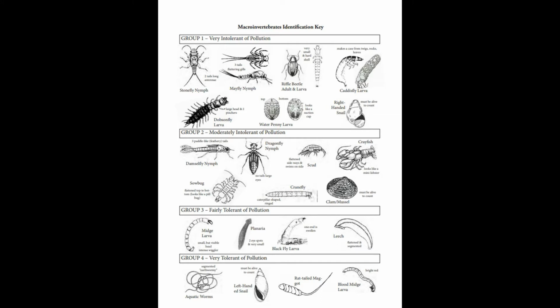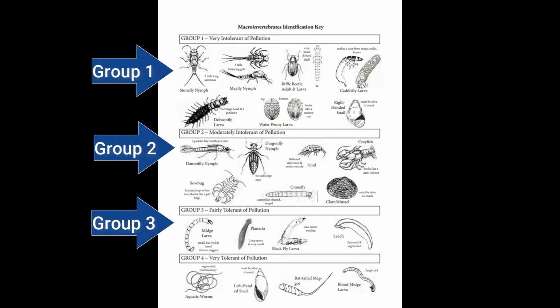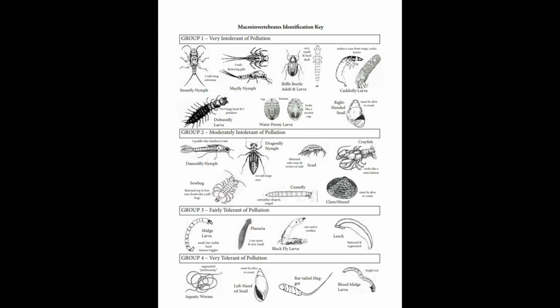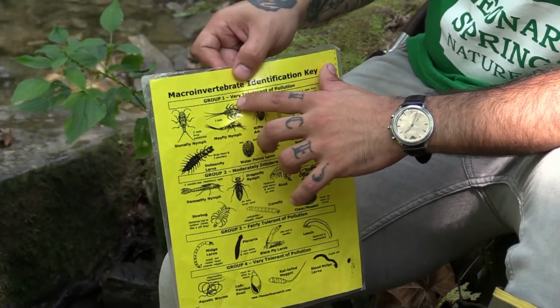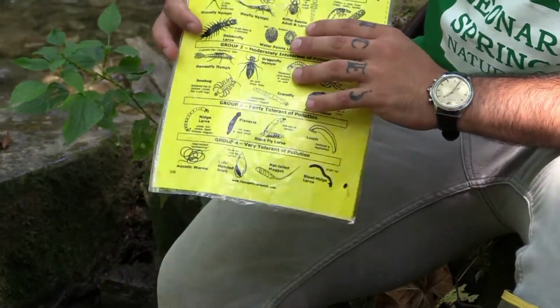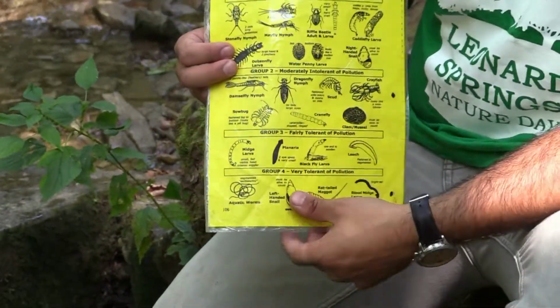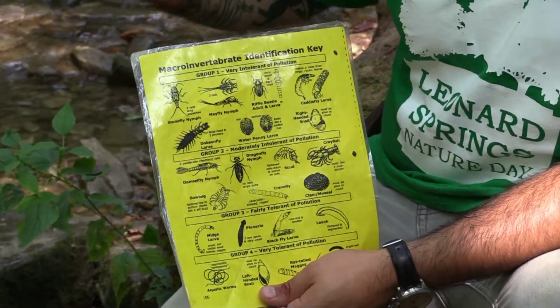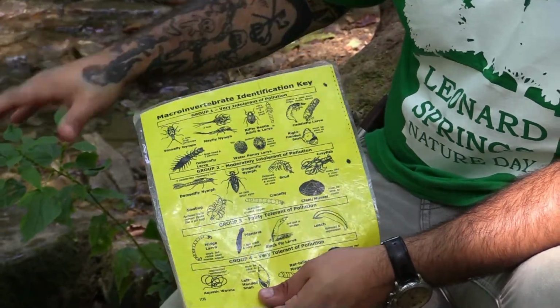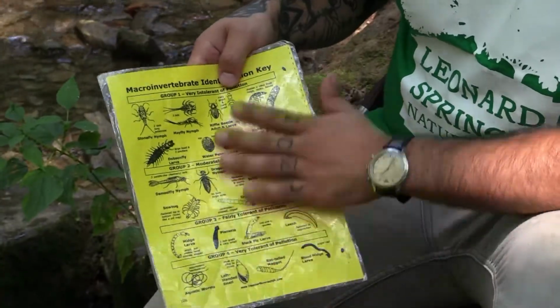So there's these groups here. It says 1, 2, 3, and 4. And that lets you know how tolerant or intolerant they are of pollution, right? And it's on a scale. So group 1 is very intolerant. So if we see group 1 macroinvertebrates in our stream here, then we know that it's relatively healthy. It's not too polluted, they're able to survive. And then it goes down accordingly.